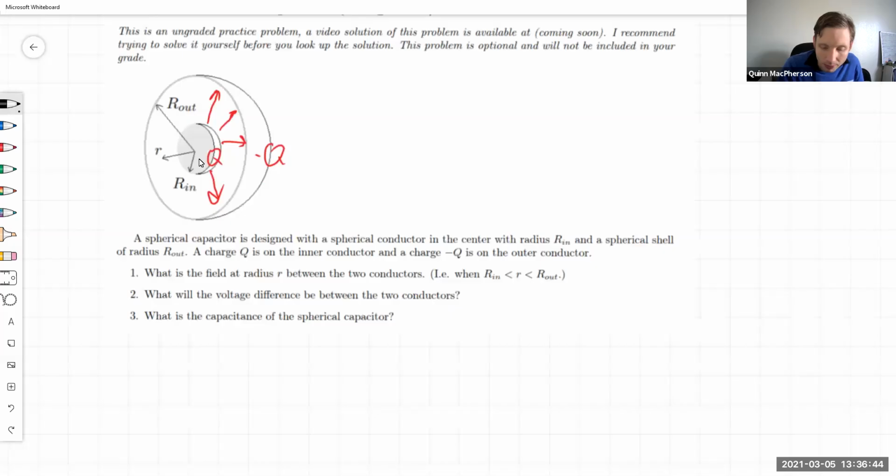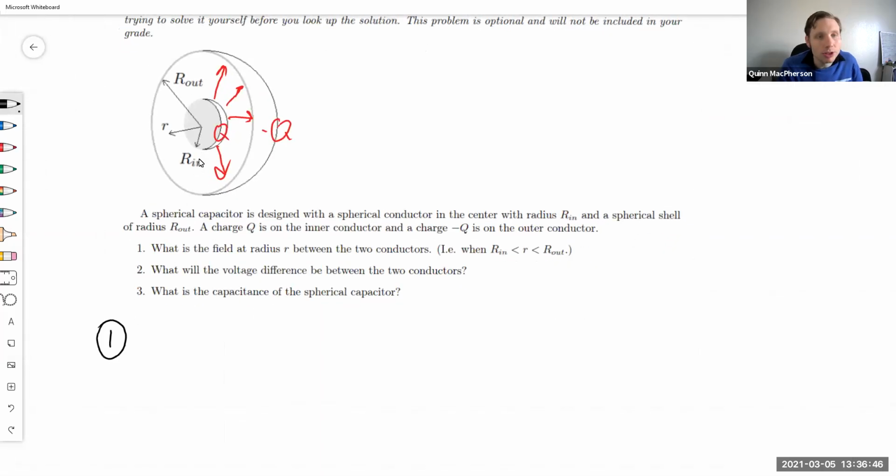So, part one. This geometry has spherical symmetry. So I'm going to use a spherical Gaussian surface at radius r. So you can imagine a spherical Gaussian surface. Once again, a Gaussian surface isn't a real physical thing. It's just something I imagine that's there in between the spherical conductor in the middle and the spherical shell.